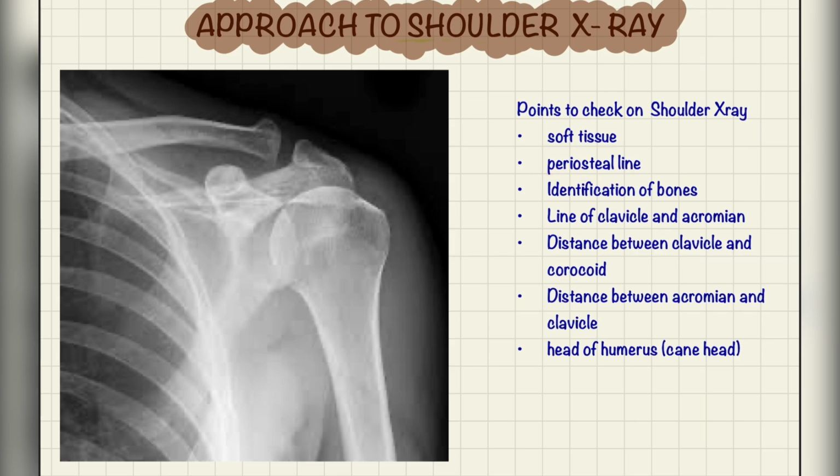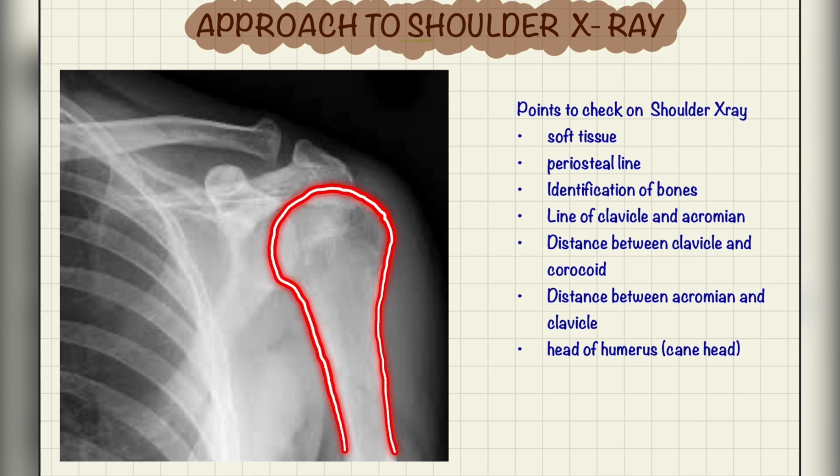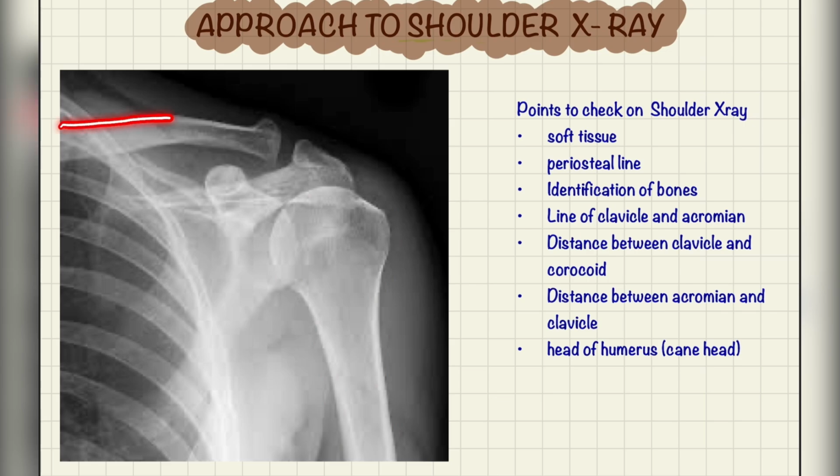Now moving towards the periosteal line or the cortical line. Always go through the cortical line one by one to each bone, because most of the fractures you will get on these cortical lines. Mark each and every bone, like here I am marking the clavicle, then the lateral border of the scapula to the glenoid cavity, and then the coracoid process. Next, I'm marking the acromion process and the spine of scapula.